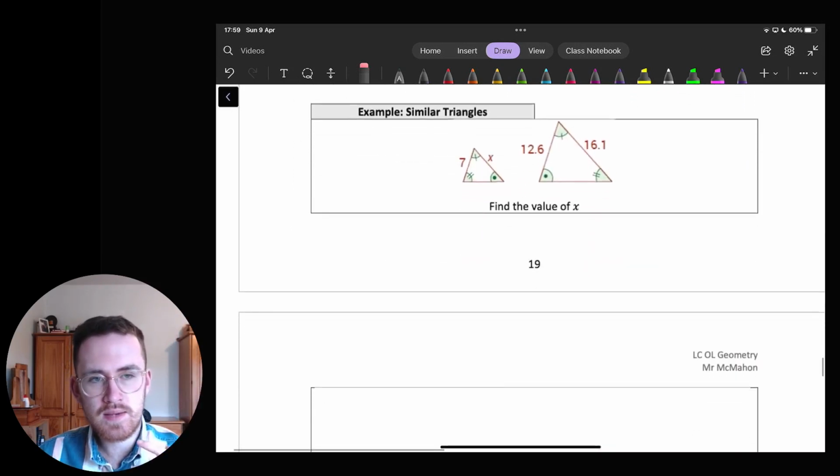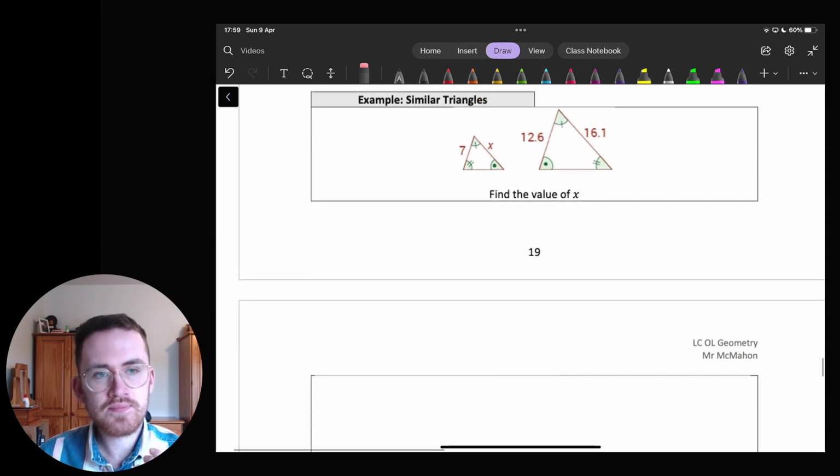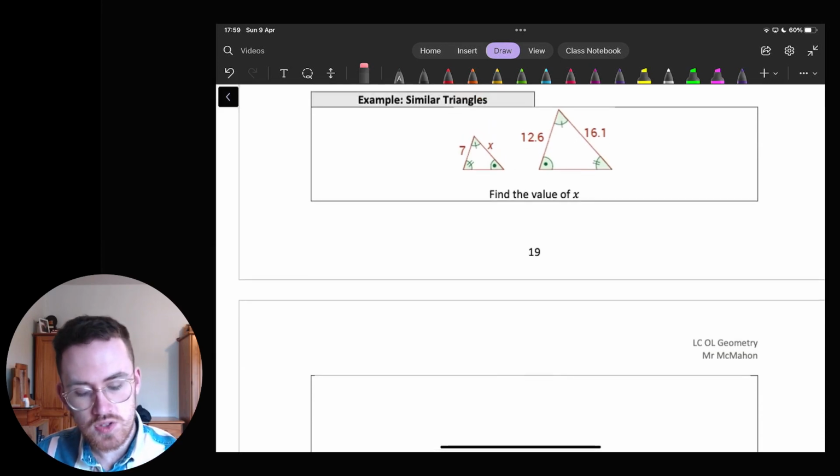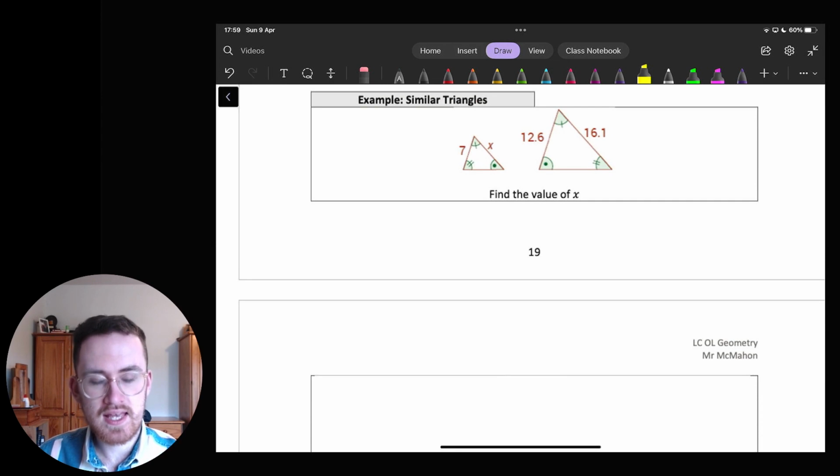But let's look at an example of how we use this in practice. So we want to find the value of x here. What we need to do first is match up the sides, and we can do this by looking at the angles.